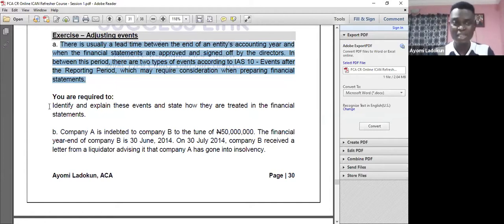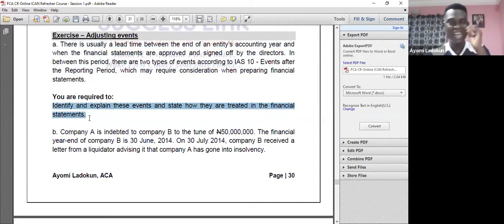Now the examiner says you are required to identify. Can you see? He said identify. So look at the requirement properly and do according to what the examiner is saying. He said identify. Tell the examiner adjusting event and non-adjusting event. He said explain. Can you see? He said explain. Then I will explain.